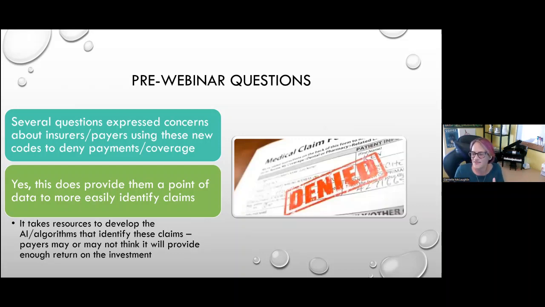That being said, as Dr. Bonkowsky mentioned, while leukodystrophies as a group are not as rare, each individual one is. And it takes resources on the part of these insurers to develop however it is that they're identifying these claims, and they may or may not think that it's going to be worth the return on investment to pay a lovely programmer to set all this up. It's really hard to predict, but I'm not ever going to be false and say that, no, that'll never happen. It is possible. It is a point of data that it becomes very simple for them to identify.